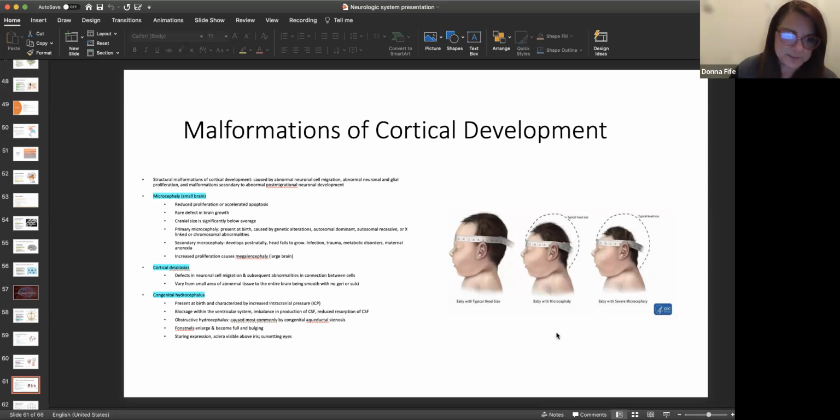Congenital hydrocephalus is present at birth and characterized by increased intracranial pressure. There's blockage within the ventricular system, imbalance of production of CSF, and reduced absorption of cerebrospinal fluid. Obstructive hydrocephalus is caused most commonly by congenital aqueductal stenosis. The fontanelles enlarge and become full and bulging, and the baby may have a staring expression, and the sclera may be visible above the iris, which is known as sun-setting eyes.